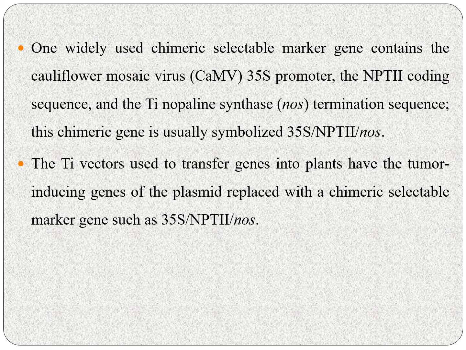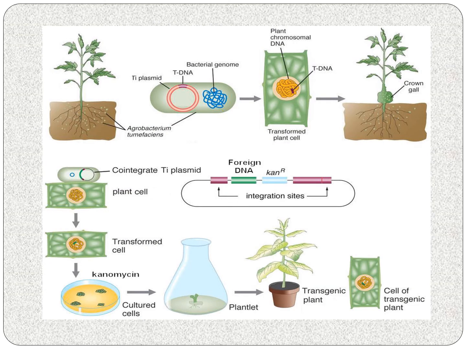A widely used chimeric selectable marker gene contains the cauliflower mosaic virus CaMV 35S promoter, the NPT2 coding sequence, and the Ti nopaline synthase (NOS) termination sequence. This chimeric gene is usually symbolized 35S NPT2 NOS. Ti vectors used to transfer genes into plants have the tumor-inducing genes of the plasmid replaced with chimeric selectable marker genes such as 35S NPT2 NOS.